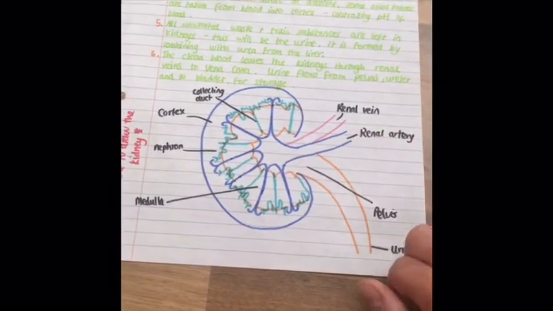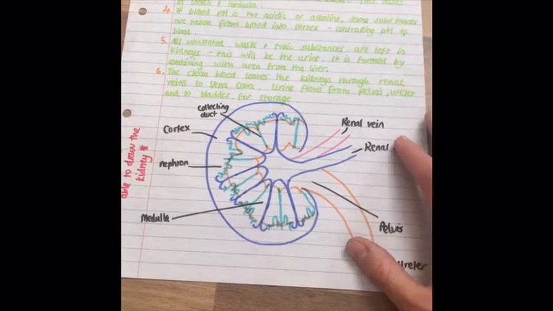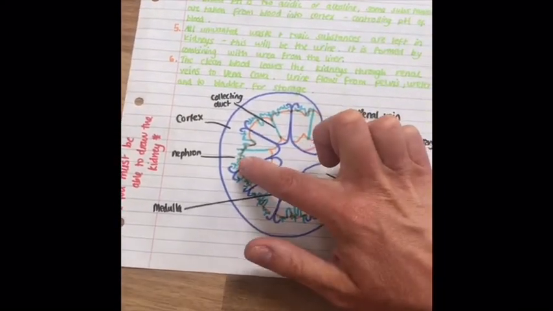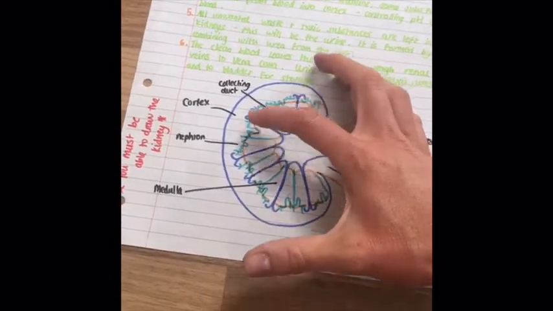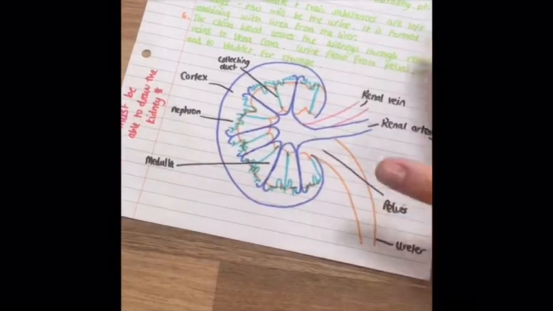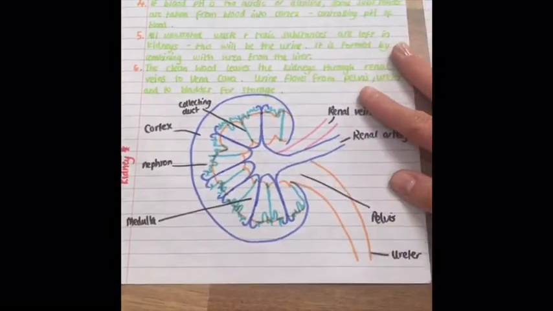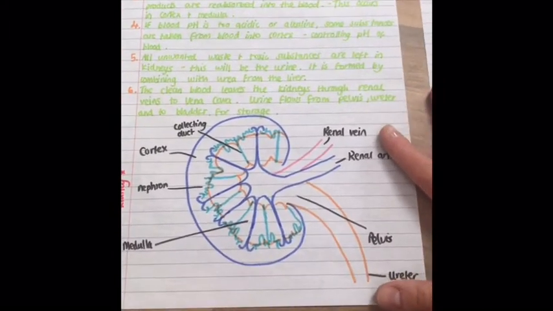Okay? For higher level, there are two other labels that you need to include. You need to also include the nephron, that is here. You also need to include the collecting duct, that's at the end part of the nephron. Okay? So that's the end of the ordinary level part of the course.